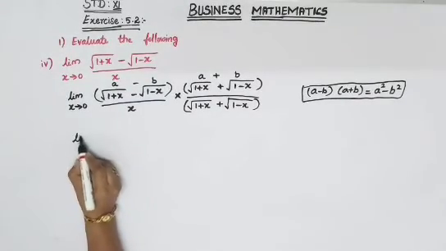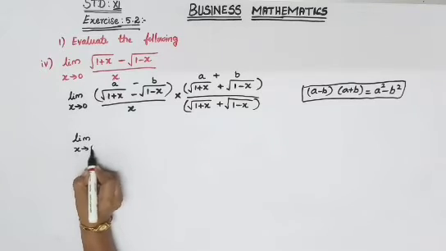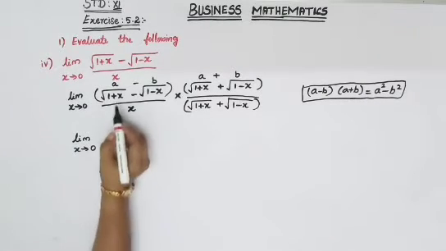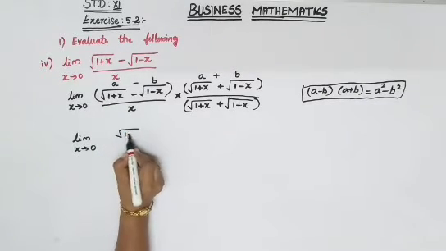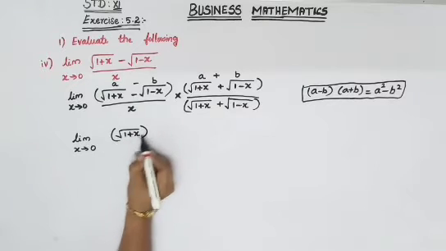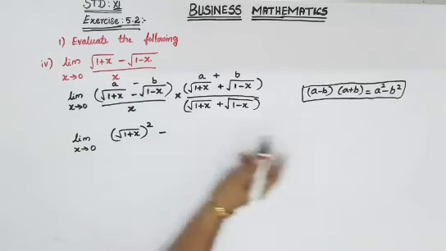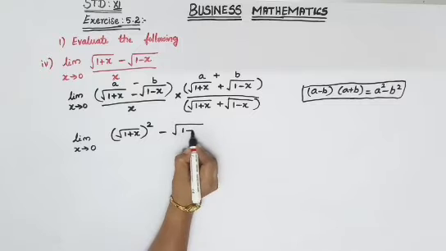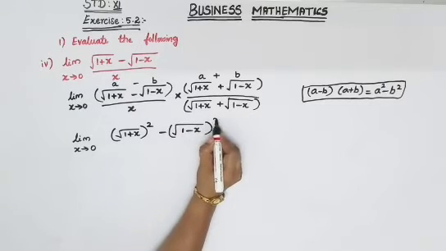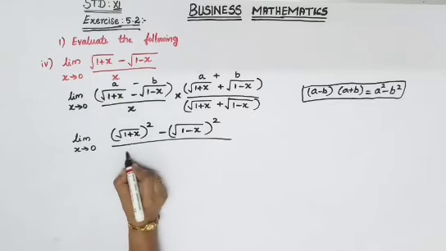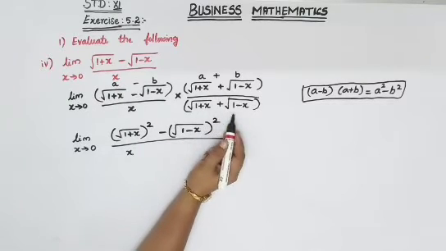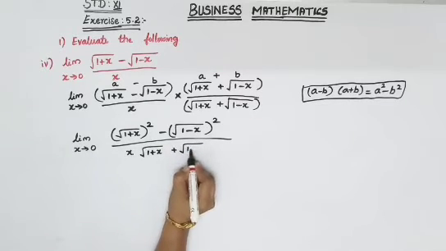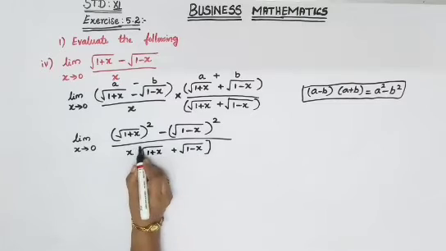Your limit will be there as it is, limit x tends to 0. Instead of these two, you can replace a square minus b square. A is nothing but root of 1 plus x, A square is there, so put square. Again minus from the formula. Again this is your b, so root of 1 minus x the whole square, divided by the denominator we have got, x separately, and this term will be there in the denominator as it is, that is root of 1 plus x plus root of 1 minus x. Only in the numerator we will have to go for the formula.